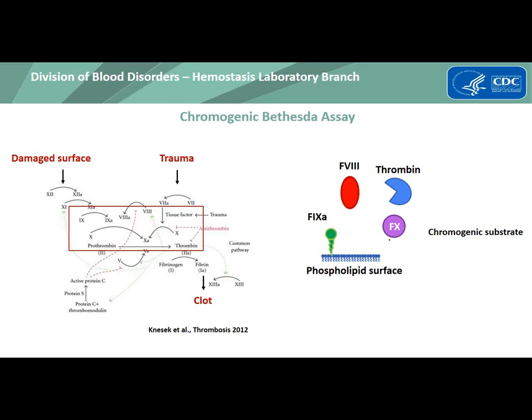But the way that it works is, upon initiation of the reaction by addition of calcium, thrombin is activated, which activates factor VIII. Factor VIII sits down on phospholipid, and that allows it to introduce 9A to its substrate factor 10. And then activated factor 10 is generated, which can cleave a chromogenic substrate to generate a yellow color in the reaction vessel. And so what you're measuring is how much yellow is generated in the test reaction versus the control reaction.